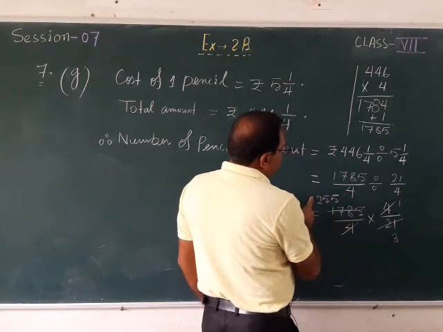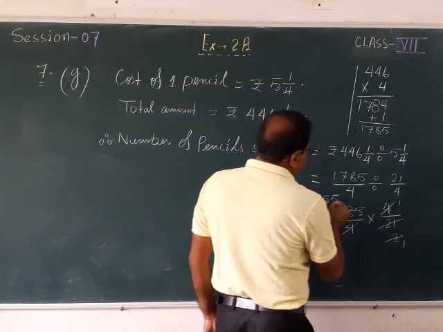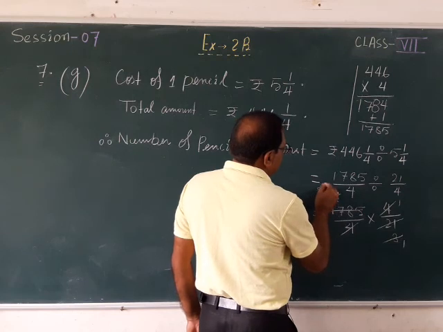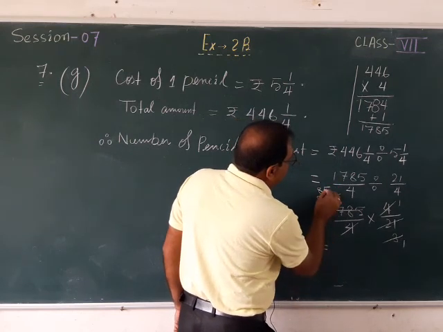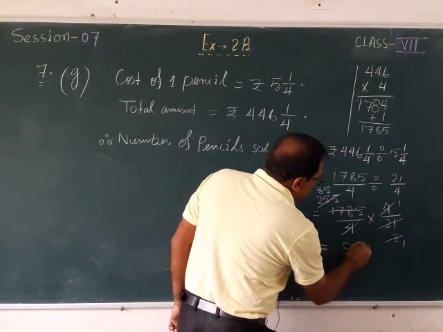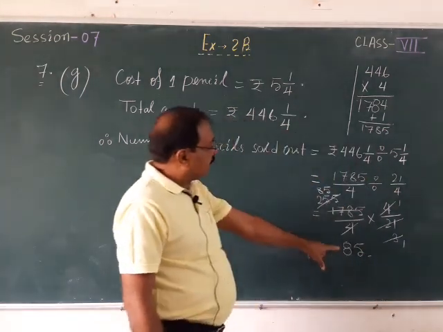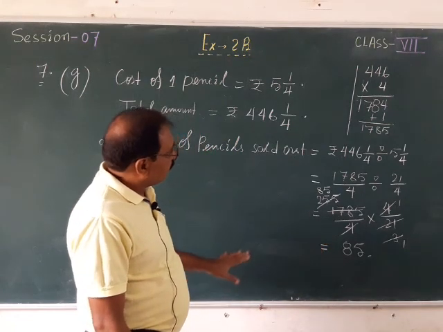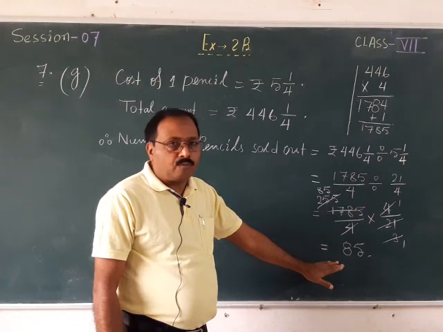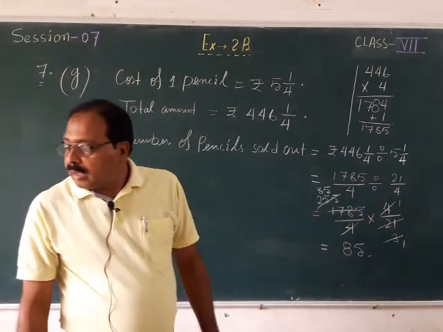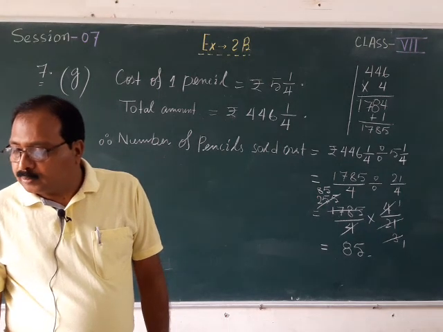Now, this 3 can divide this. So, 3 ones are 3 and here 3 eights are 24 and 3 fives are 15. So, I am having only 85. That means the total number of pencils he has sold is 85. Therefore, the total number of pencils he has sold is 85. Now, in each packet there are 15 pencils.